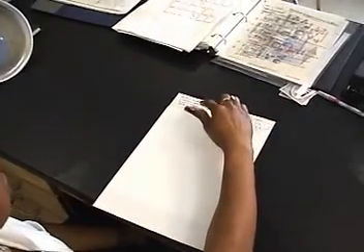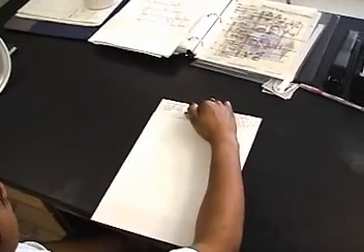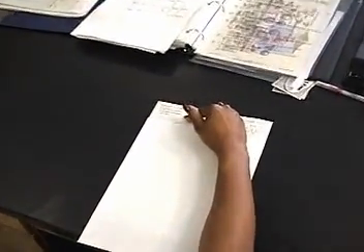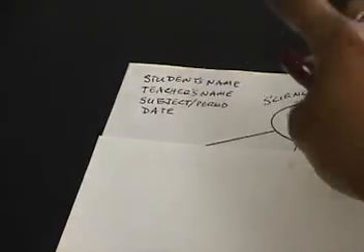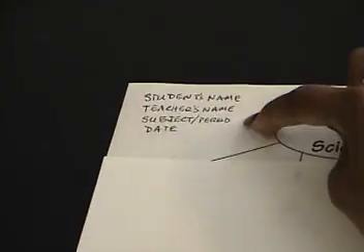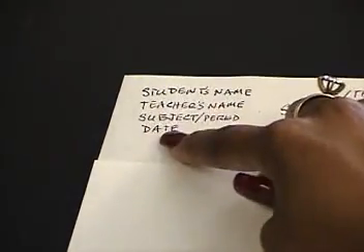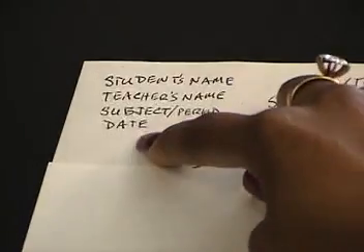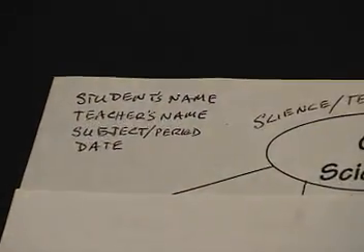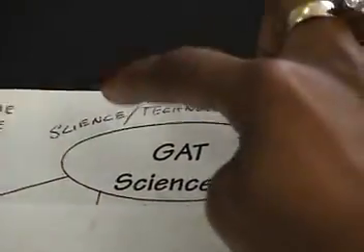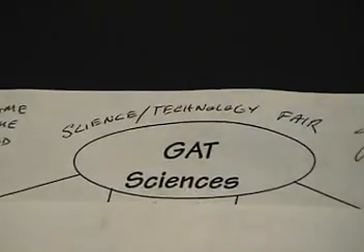To begin filling this form, you're going to start with your MLA heading. That's the Modern Language Association. First, you're going to start with your name, then your teacher's name, the subject, then the period, and the date. Next, you're going to label this form Science Technology Fair.